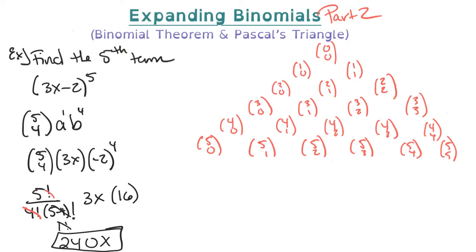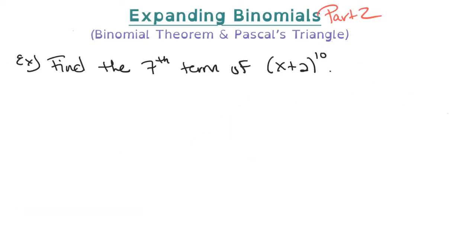Okay, let's do 2 more. Let's find the 7th term of (x + 2) to the 10th power. Now, not only would I not want to FOIL that out, I don't even feel like writing out the Pascal's triangle up to n equals 10. So this is a much faster way if we just have to find one term. So the n we're going to use is 10.